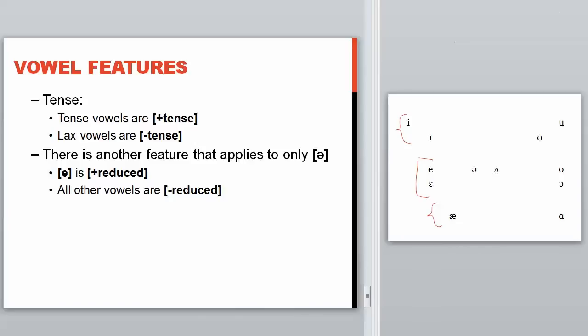Now recall that for English, we also include tense as a parameter for vowels. So the feature plus and minus tense will be used to distinguish between tense and lax pairs. For example, i and ɪ. So i is going to be plus tense, whereas ɪ will be minus tense. And finally, with schwa, this appears only in unstressed syllables of English, so it can be considered to carry the feature plus reduced, whereas all the other vowels are minus reduced.